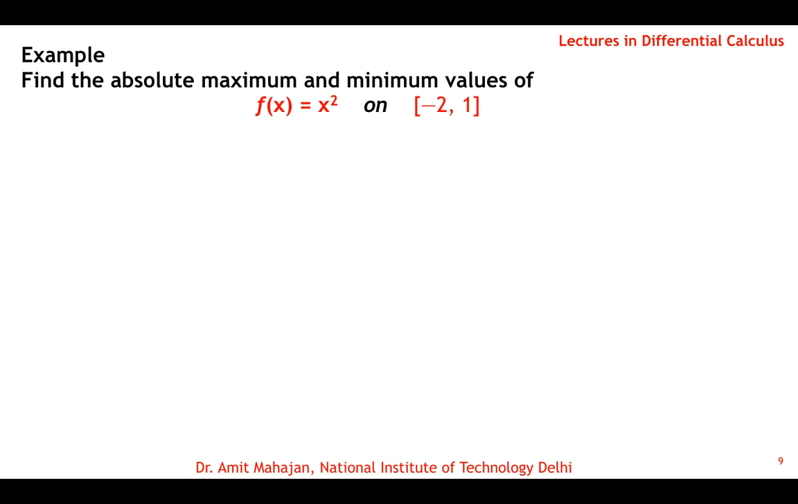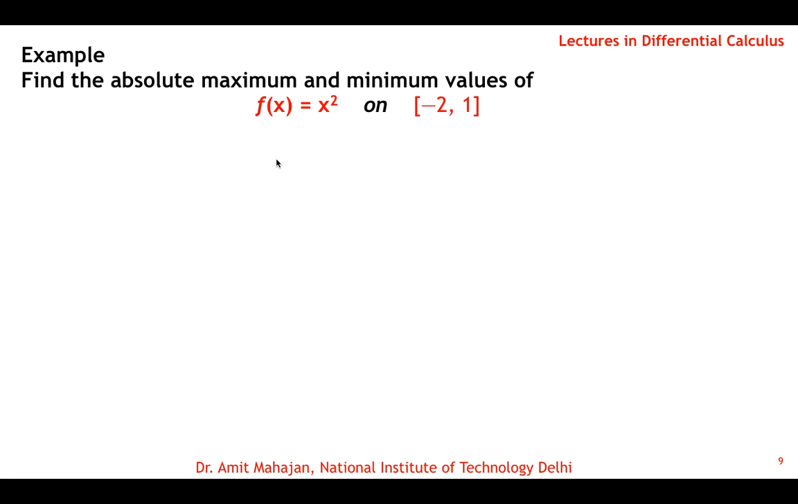Say, for example, find the absolute maximum and the minimum values of the function f(x) equal to x square on the given domain -2 to 1. We know it is a continuous function and it's a closed interval. So by theorem there will be an absolute maxima as well as an absolute minima.